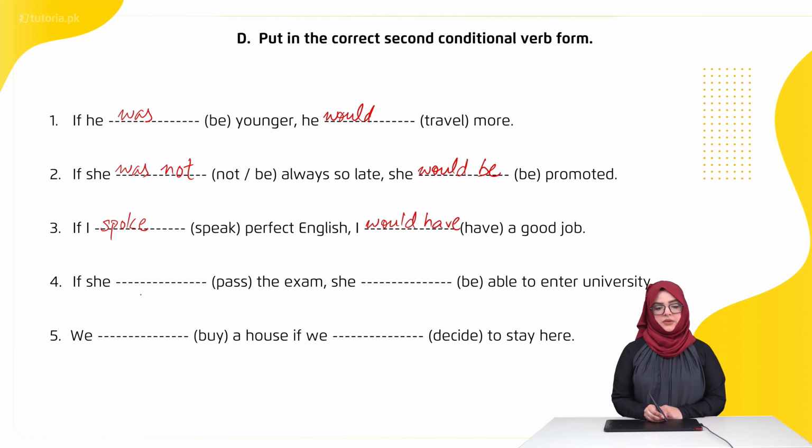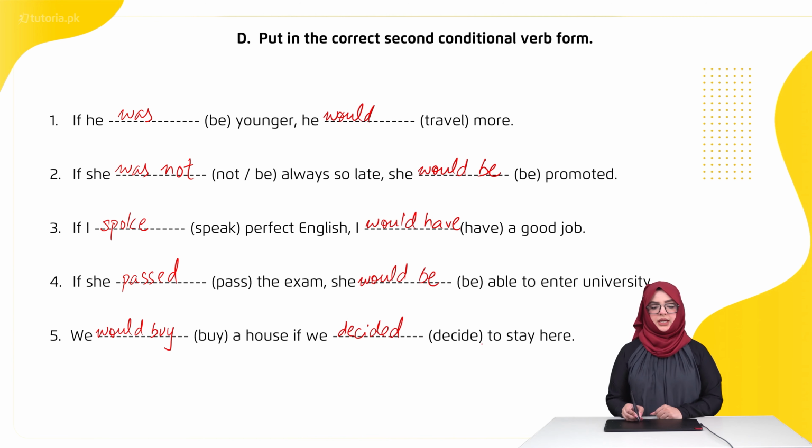Fourth is, if she passed the exam, she would be able to enter university. Fifth is, we would buy a house if we decided to stay here.